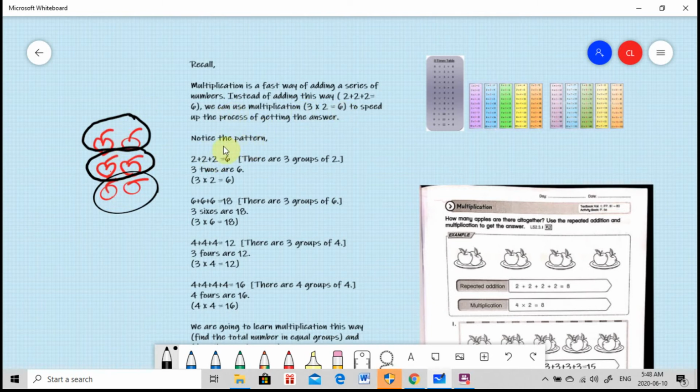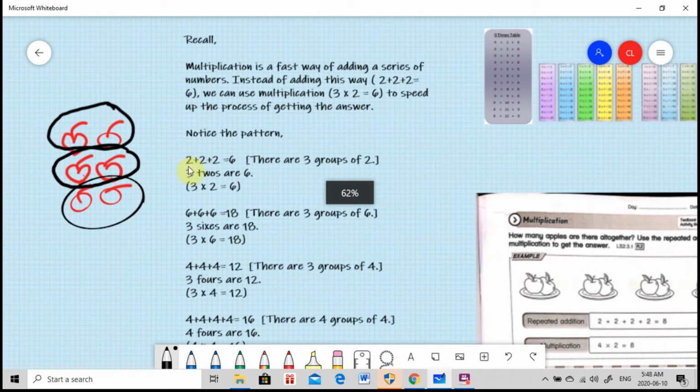So notice the pattern. These 2 plus these 2 plus these 2 gives us a total of 6. There are 3 groups of 2. 3 2s are 6. 3 times 2 equals 6.